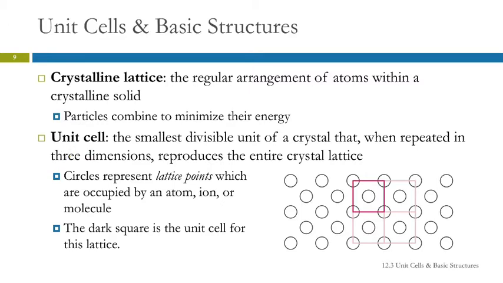And a unit cell is the smallest part of this crystal that if we reproduce it, repeat it over and over again, we get the overall pattern. So in this illustration, this pink square here, if I take that and copy it here and here and here and just keep copying it, it'll give me the overall pattern. The circles here represent lattice points. That's going to be a place where there's an atom, an ion, or a molecule, and that's the unit cell.